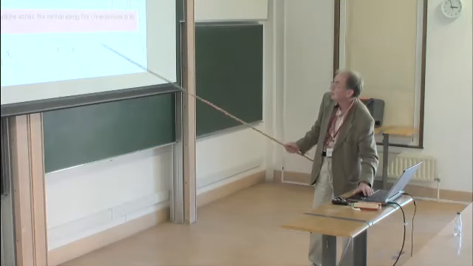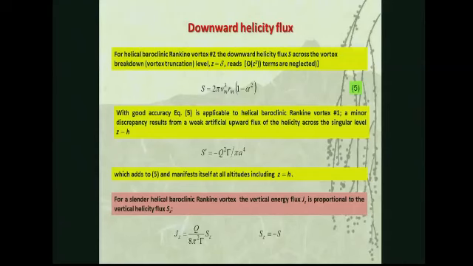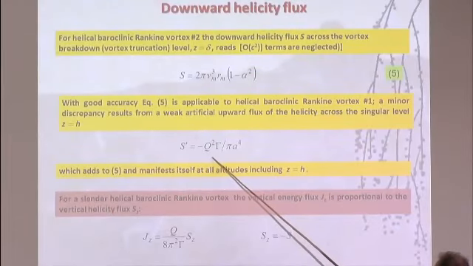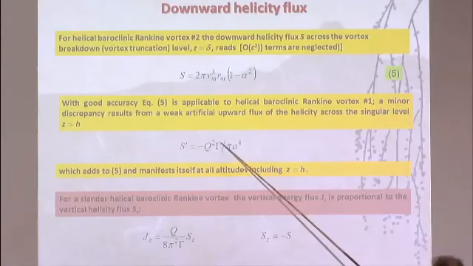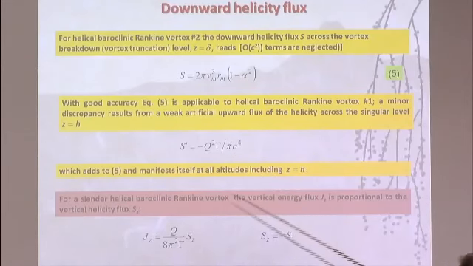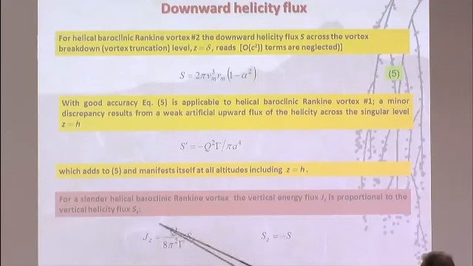And so this downward helicity flux for vortex number 2 can be computed. For vortex number 1 it is nearly the same, but interestingly there is an artificial and very weak flux, of the order of 10 to the minus 4, across the horizon due to this singularity. And also it's very interesting that the vertical energy flux is directly proportional to the helicity flux.